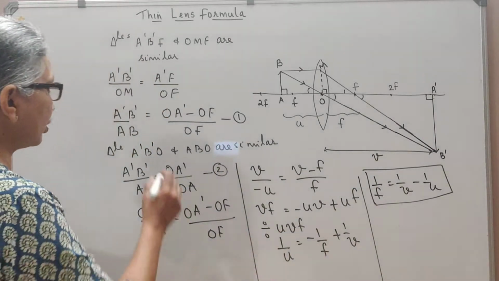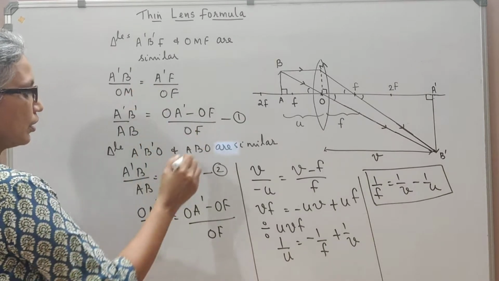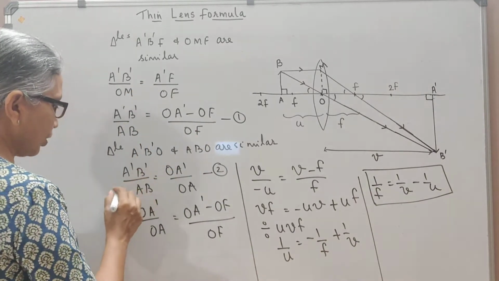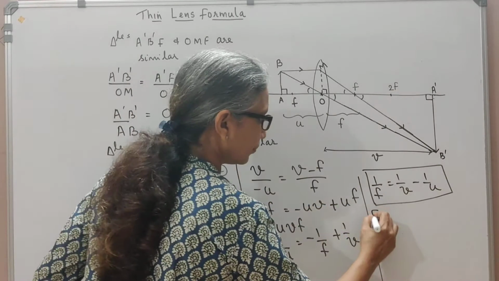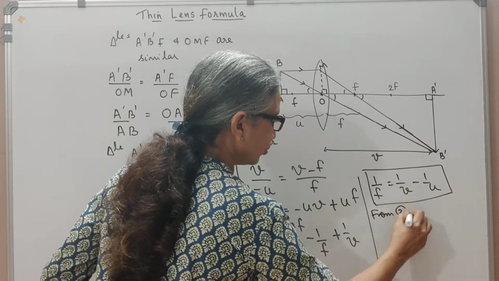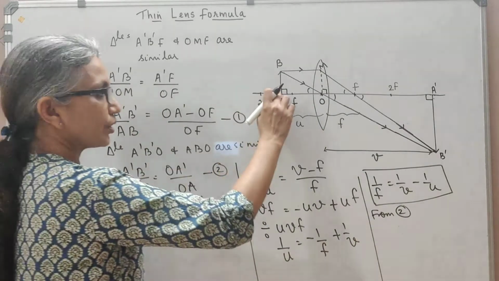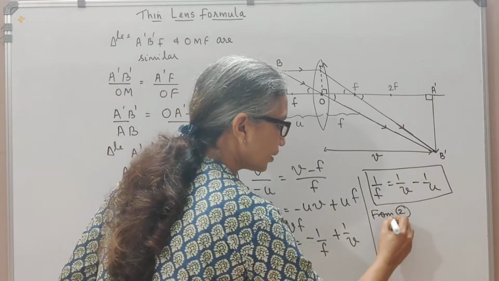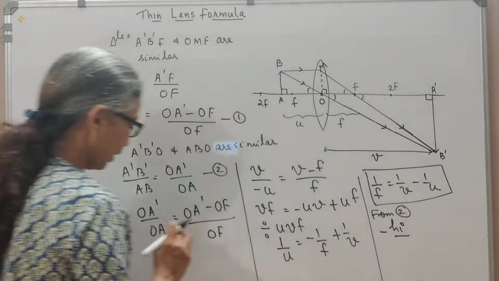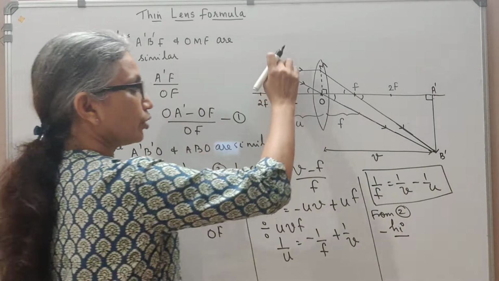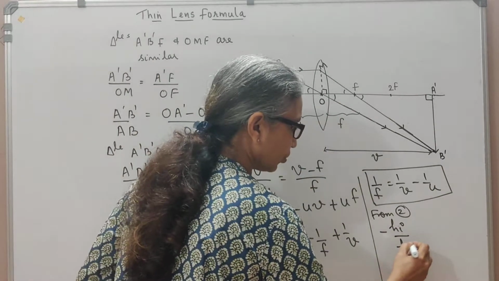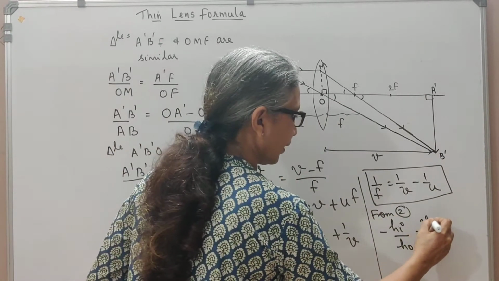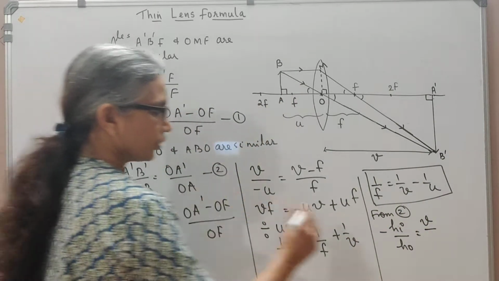Also, to get the magnification, you will look at equation 2. From equation 2, this A'B' is the height of the image, which is inverted, so minus h_i, by AB, the height of the object, erect, h_o, is equal to OA', which is plus v, by OA, which is minus u.